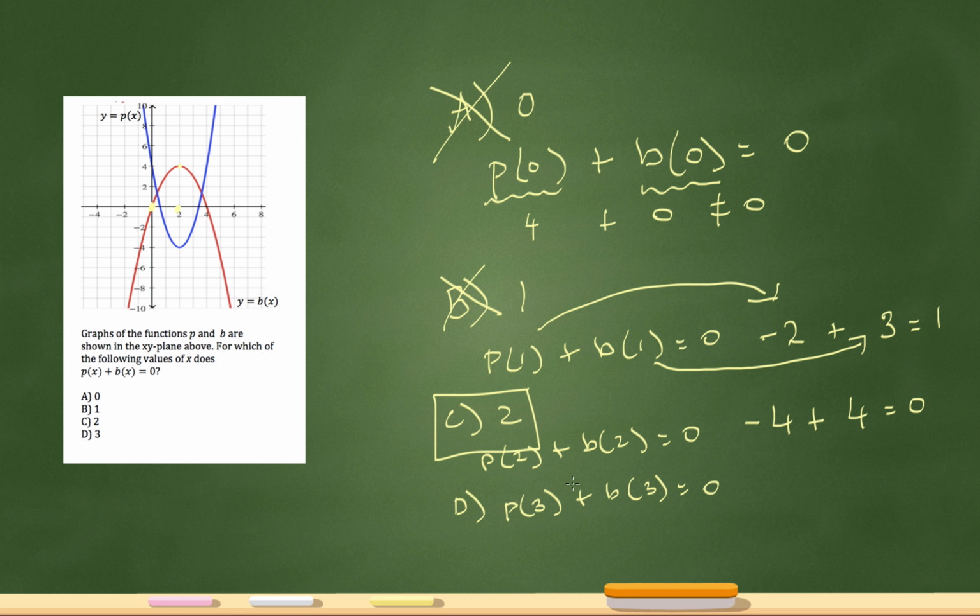P of 3 right there. And so that would give me negative 2 plus b of 3. B of 3 would be, boom, right there, and would be about positive 3, which gives you 1 again. So that one doesn't work. Answer choice C. On a scale of 1 to 5, definitely close to your level 4.